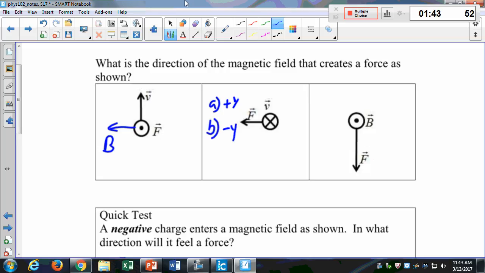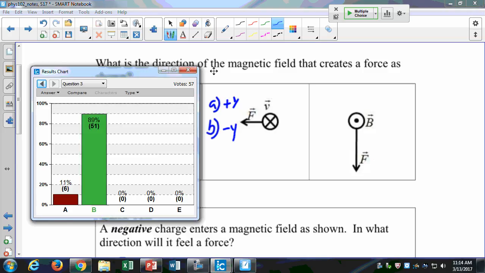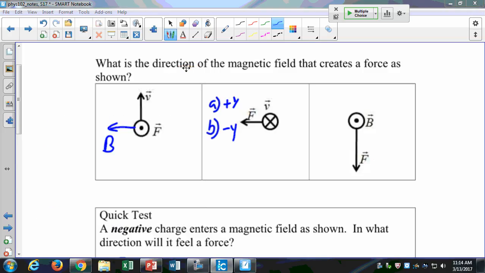All right, let's stop in a few seconds. I'll stop at 150. Looks like y'all are getting the hang of this. Okay, good. V is right, let me show you. V is into the page, F is to the left, so my magnetic field points down. It points out of your palm. Now, V into the page, if my force is in that direction, the magnetic field would be up.